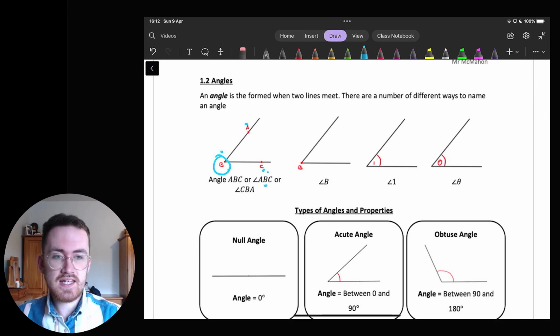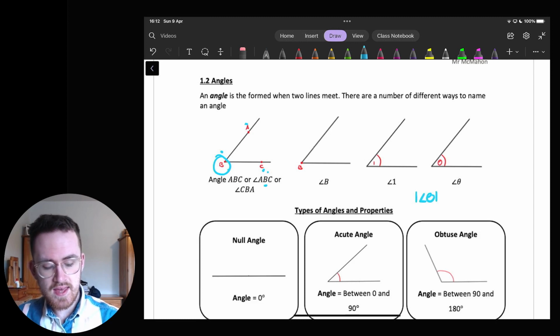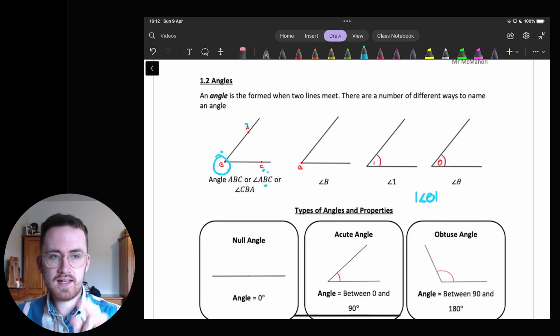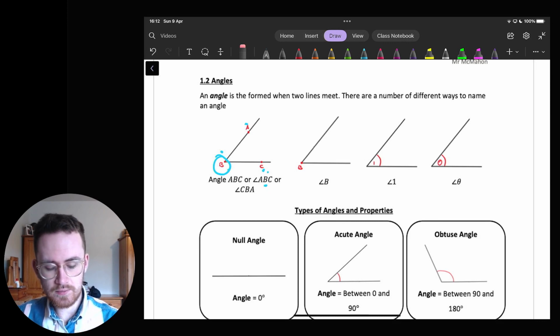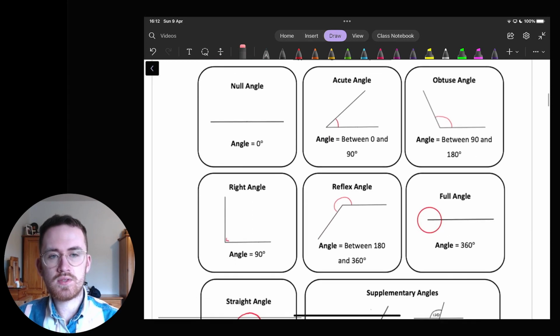And we see that in the next part where we just call it angle B, or if it was called 1, we might call it angle 1, or if it was called theta, we might call it angle theta. Okay, so again, the same idea applies as with the line segment: if I say the two straight lines and angle theta, I'm talking about the size of that angle. How big is that angle? Different types of angles: we can have a null angle, which is 0 degrees. Acute is between 0 and 90.